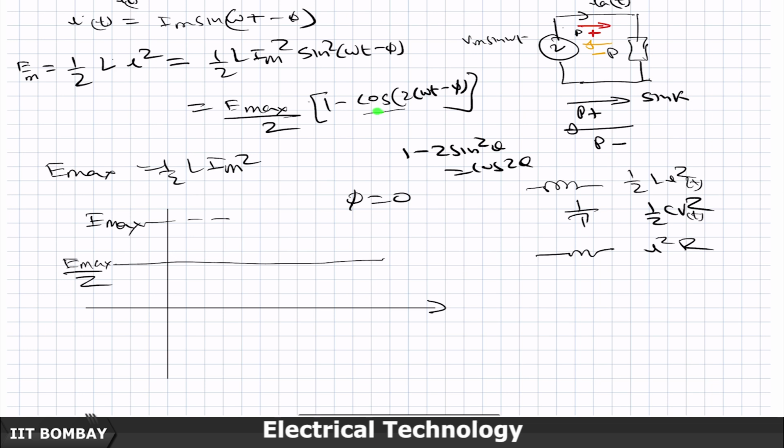So if I take phi to be equal to 0, it becomes basically 1 minus cos of 2 omega t. So at t equal to 0, its value is going to be 0, because 1 minus cos of 2 omega t at t equal to 0 is 0.